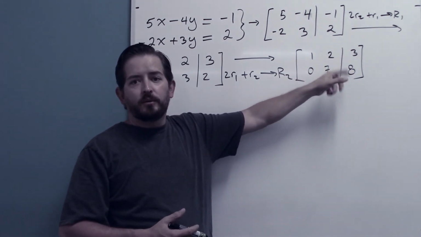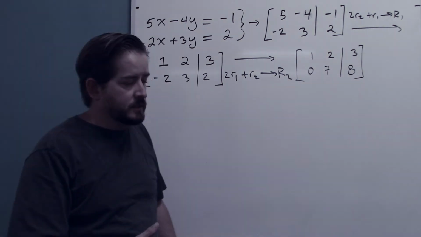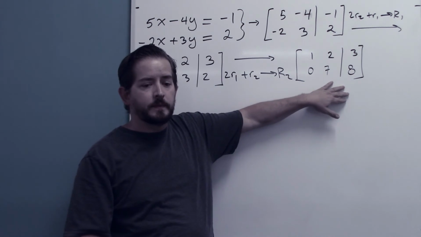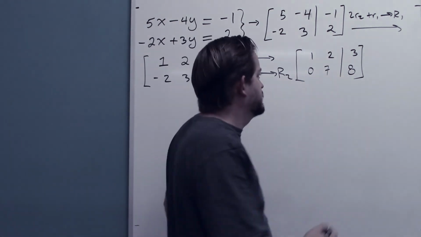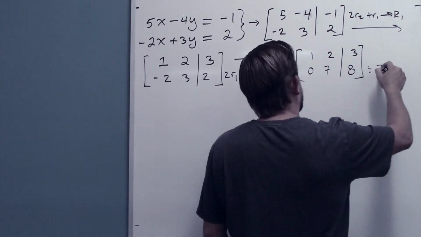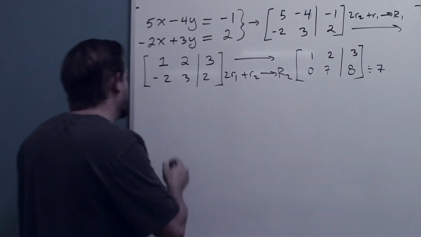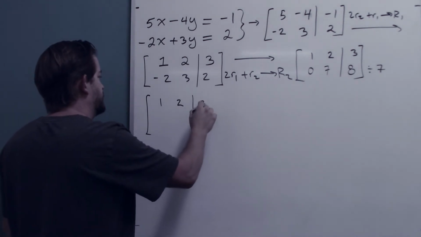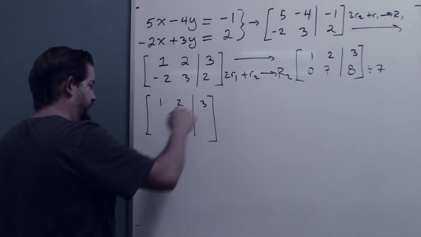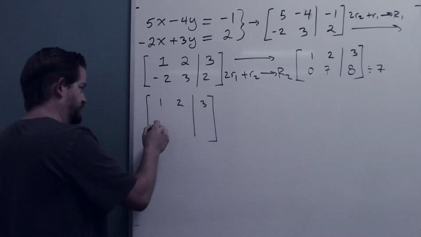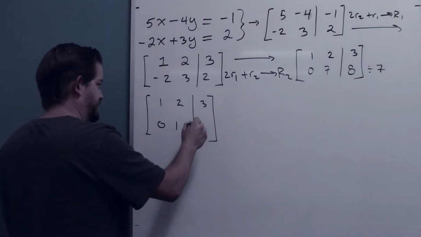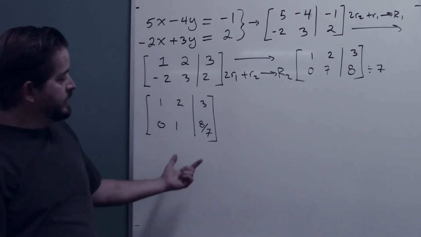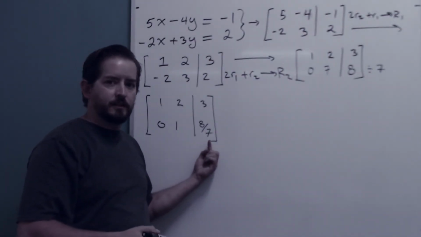So no matter what, I have to deal with fractions. I have no choice. But I've avoided them all the way up to this point, right? It's inevitable here, so I'm going to divide by 7. Row 1 doesn't get changed, so that's still 1, 2, 3. Dividing everything in row 2 by 7 gives me 0, 1, and 8 sevenths. Right? And that's why it's unavoidable, because my answer is a fraction.